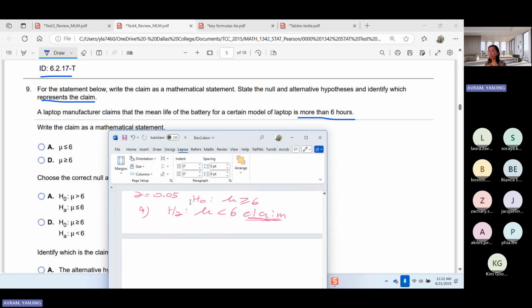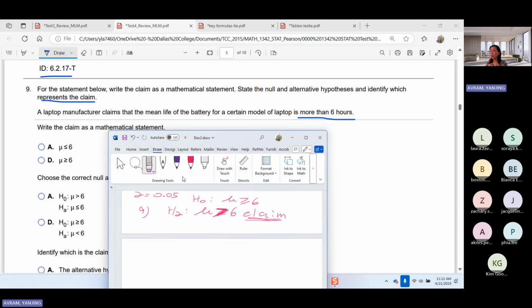Okay, more than is greater than. All right, take it back, erase that. Going too fast. More than should be greater than. So this should be greater than, and the null should be complementary, less than or equal to. This one is telling you the life is more than, greater than 6 hours, so this should be the alternative, and this is still the claim, right? And if the null is complementary, the null should be less than or equal to 6.